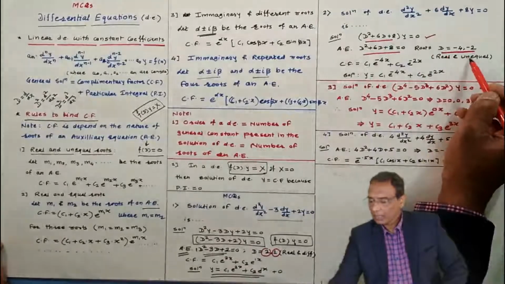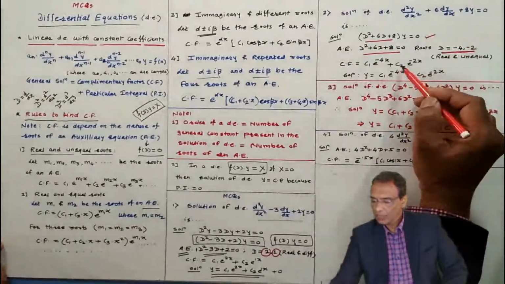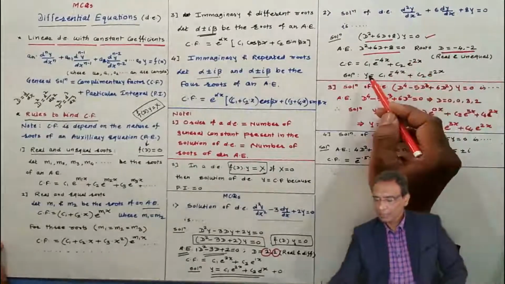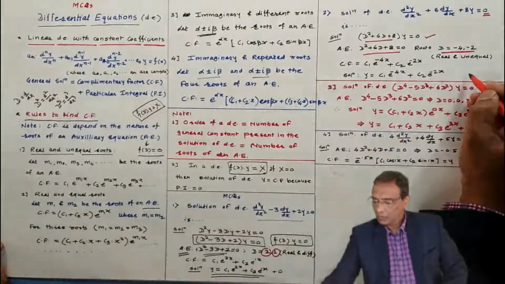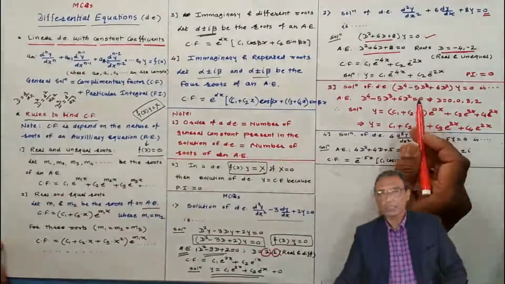These two roots are real and unequal, therefore the complementary factor is C1 e to the power minus 4x plus C2 e to the power minus 2x. These two roots come here. So this is the solution of the differential equation, because the right hand side is 0, the particular integral is 0. Similarly, next.